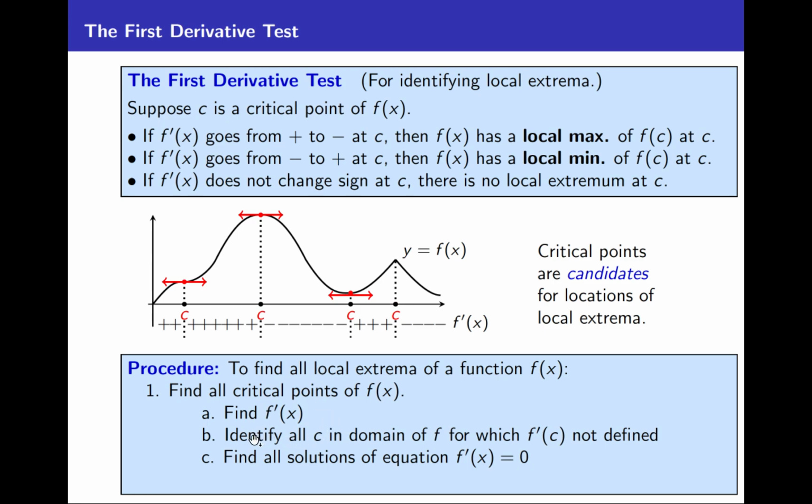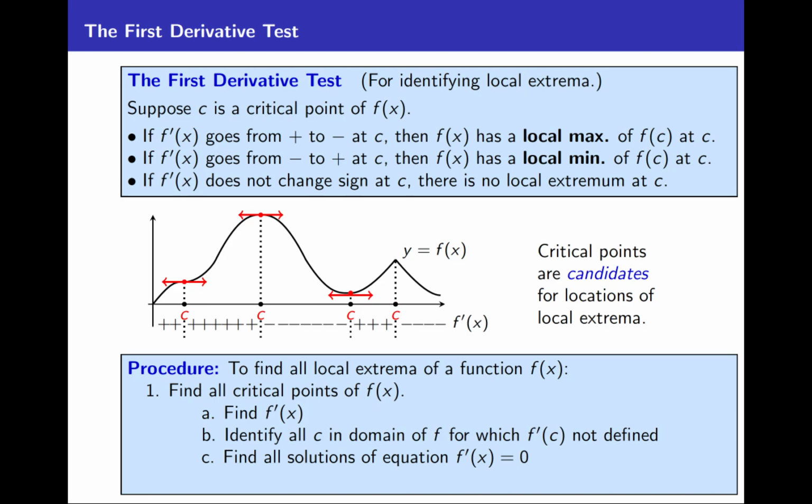Now I should point out that you're not always going to find a critical point c for which f prime of c is not defined. Sometimes you won't find one for where f prime of c is equal to 0. But if there are critical points, one of these 2 conditions is going to hold. So that's how you find all the critical points.